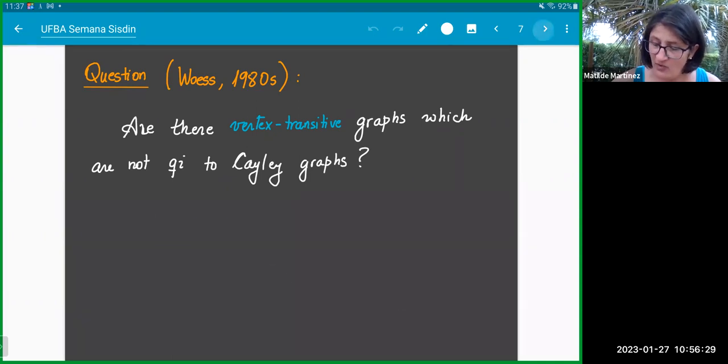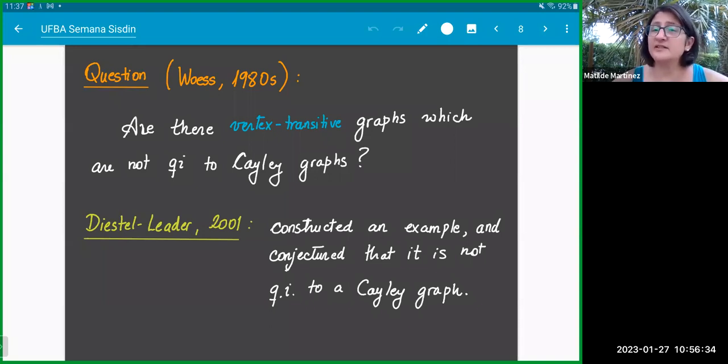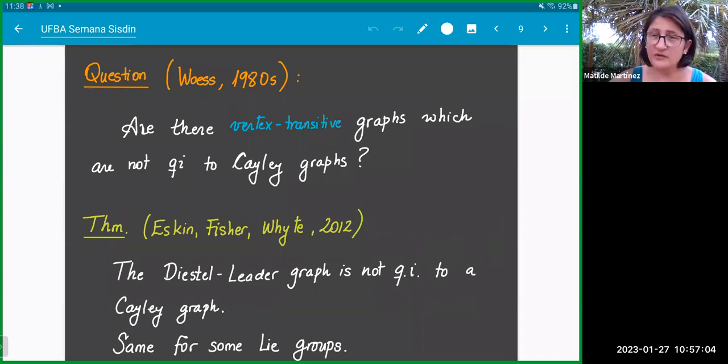So this question took quite a while. In 2001, Diestel and Leader constructed an example, and they conjectured that this example was not quasi-isometric to a Cayley graph. So this is an example of a connected infinite locally finite vertex transitive graph, which was conjectured in 2001 not to be quasi-isometric to a Cayley graph. And finally, in 2012, Eskin, Fisher and Whyte effectively proved that the Diestel-Leader graph was not quasi-isometric to a Cayley graph. And in fact, their argument shows that some other spaces, such as some Lie groups, were also not quasi-isometric to Cayley graphs of finitely generated groups.